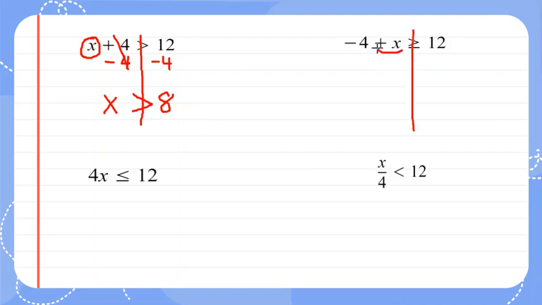Here we have x and a negative 4. To get rid of a negative 4 or a minus 4, the inverse is plus. The opposite of subtraction is addition. So we add 4 to both sides. That cancels out. We have x, 16, and we bring down our sign, greater than or equal to.